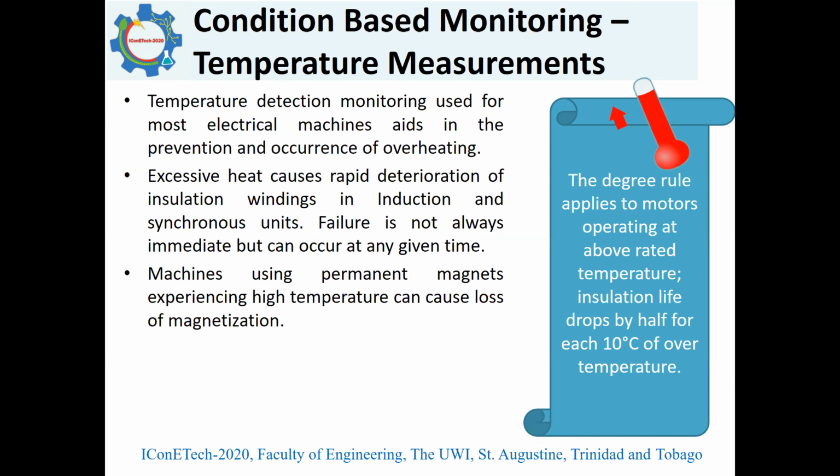Machines using permanent magnets are another case, where high temperature can cause loss of magnetization. And magnets that have been demagnetized cannot regain their original magnet strength, even after conditions have normalized.